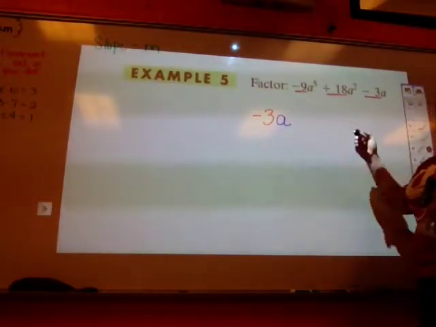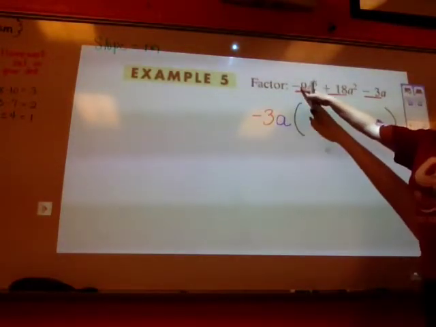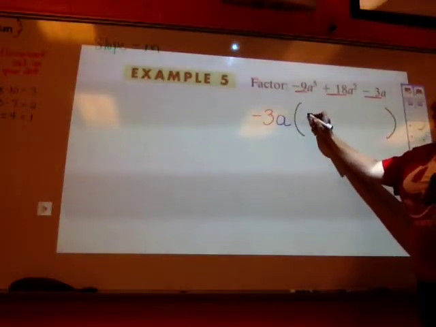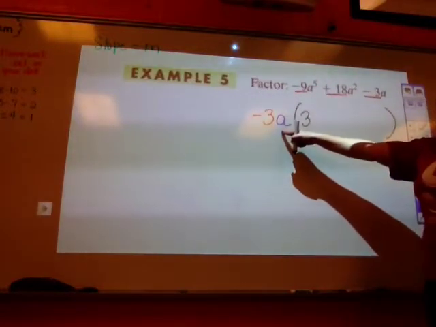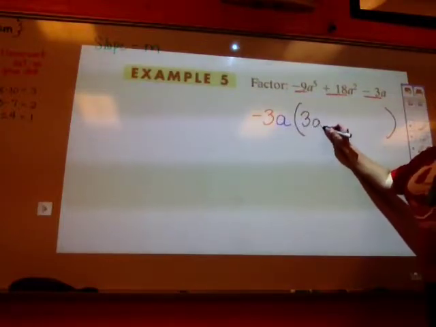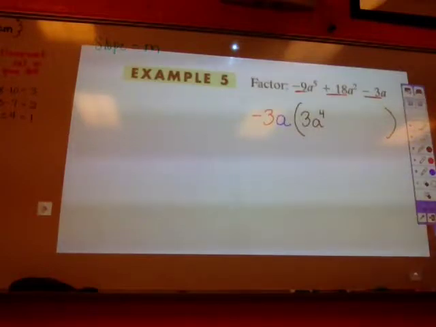Okay, so I can pull out a -3A. Now, if I pull that out, -9 divided by -3 gets me a what? A +3. Everybody agree? And I've got 5 A's. I've pulled one out. I've got what left? A to the 4th. Everybody okay with that?